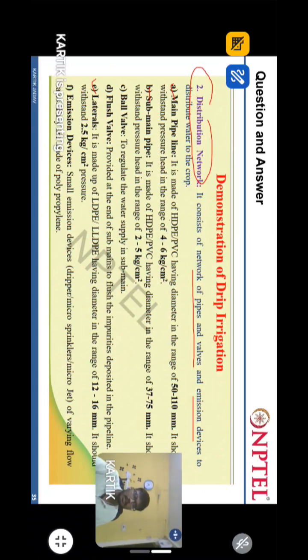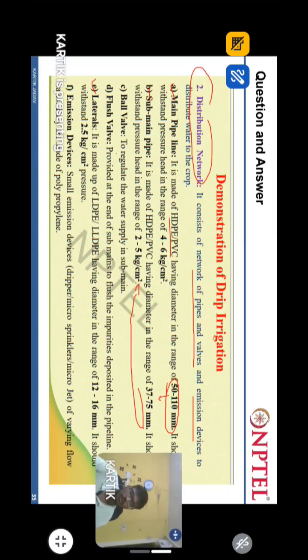Right. So the main line, I'm again revising this content, is made up of high density polyethylene or polyvinyl chloride, but the diameter of this pipe is 5 to 11 centimeter, and the pressure it can withstand is up to 4 to 6 kg per centimeter square. While the submain line has a smaller diameter, that is 37 to 75 mm, and it can withstand a lower pressure, that is 2 to 5 kg per centimeter square.